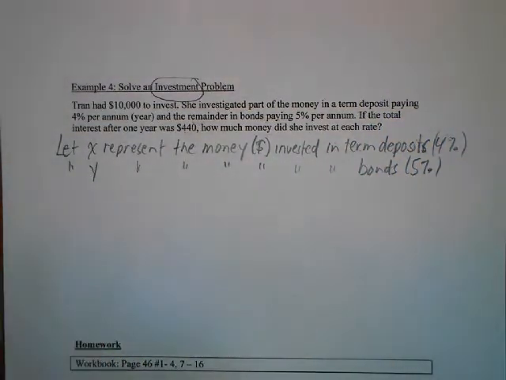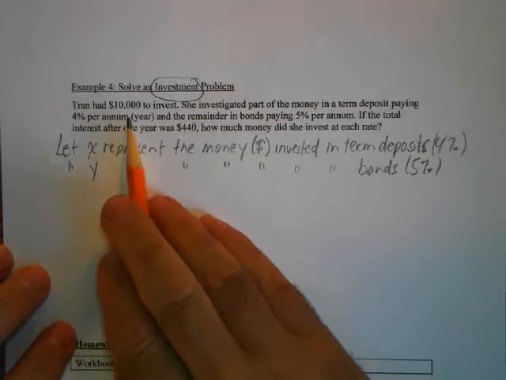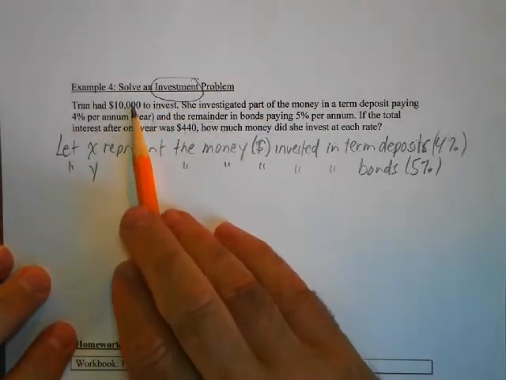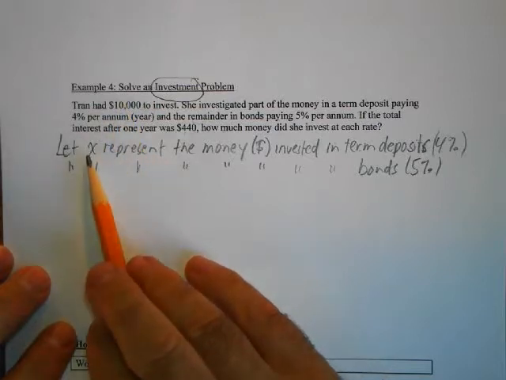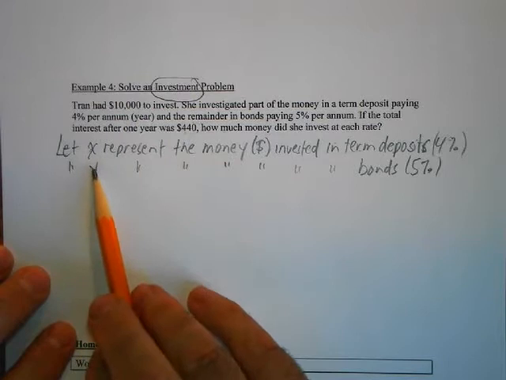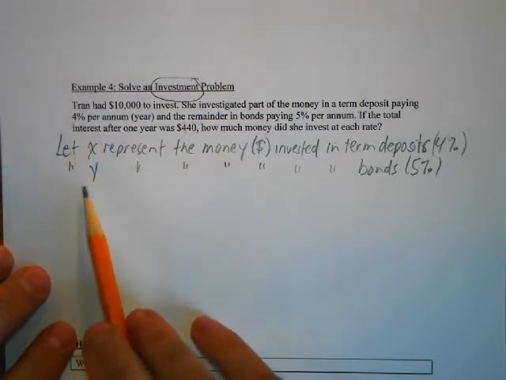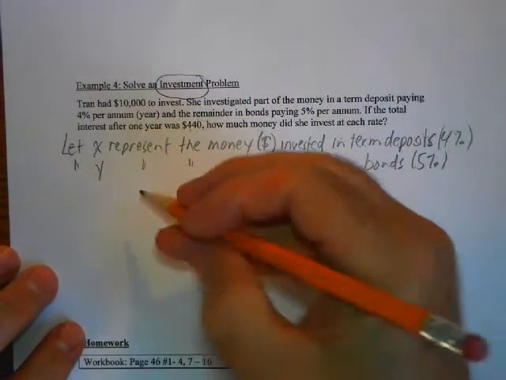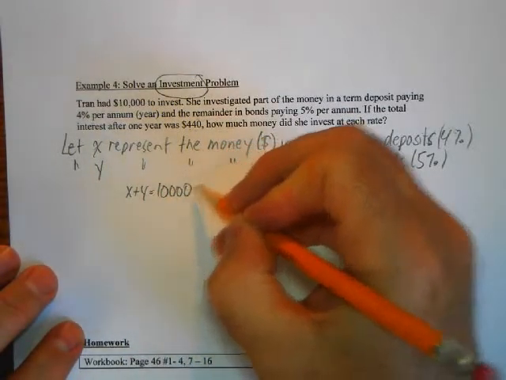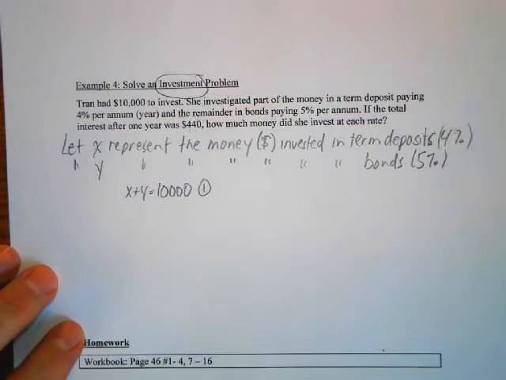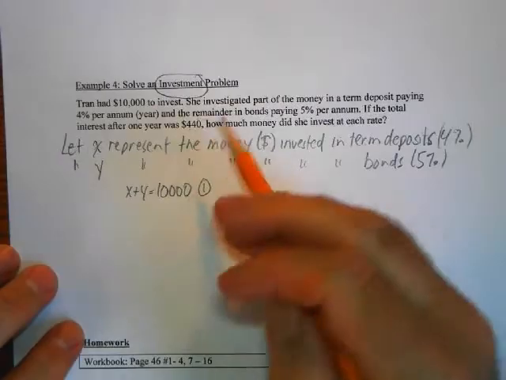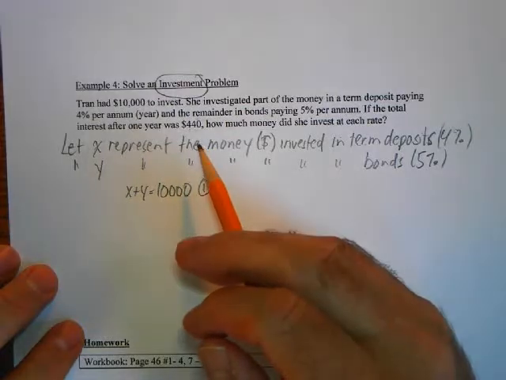Let's create the linear system. And the 10,000 to invest. Well, we know that part of the money went to x, went to the term deposits, and the rest went to y. So that the sum of these two amounts is 10,000. So x plus y equals 10,000. And again, this is a lot like the last question. The sum of the two variables equaling a number is normally the first equation.